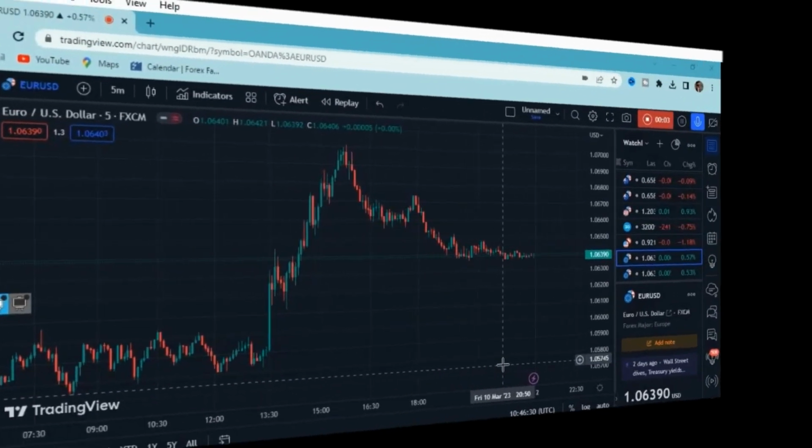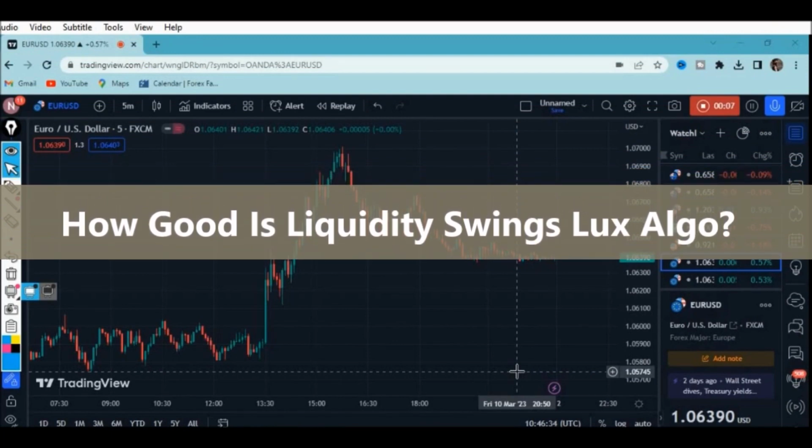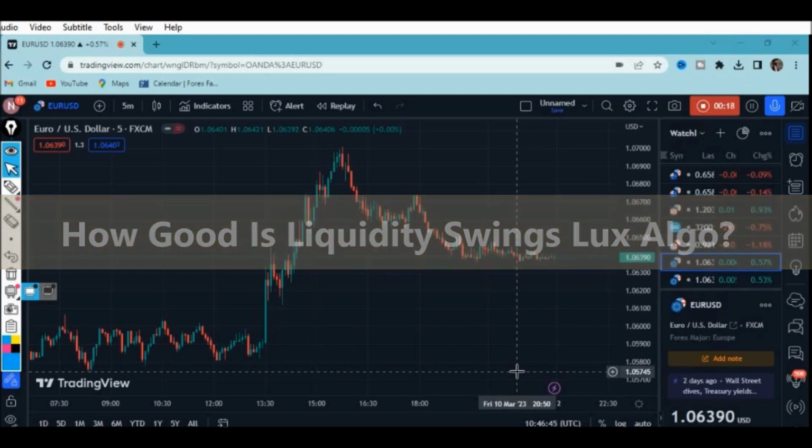How good is Liquidity Swings by Lux Algo? This is a question I have received from you guys, and I have gone through the comments, and some people say, I don't really love indicators. It's basically true. Some indicators don't work at all, and some indicators can give you false signals, okay?